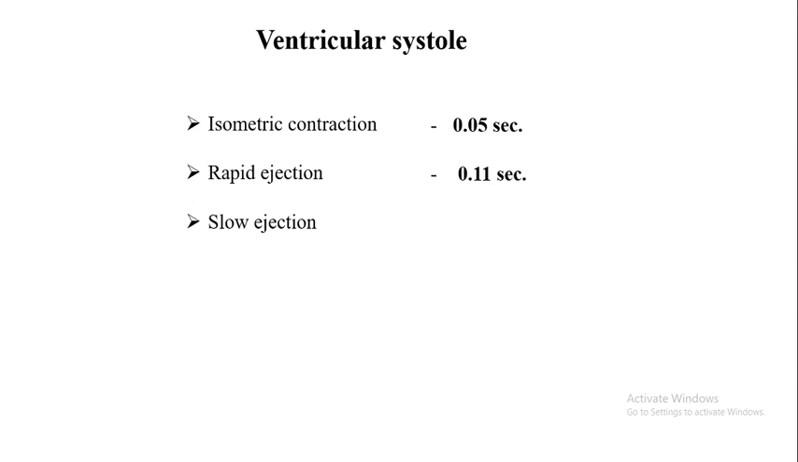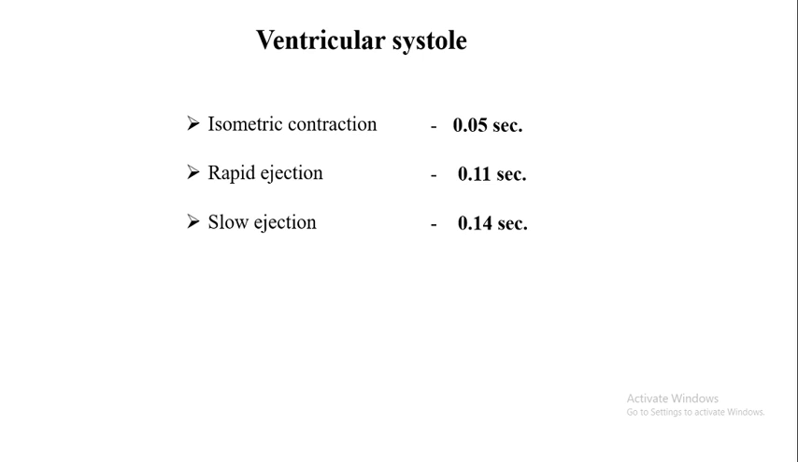0.11 second. So up to 0.11 second, blood is rapidly ejected from the ventricle. Then the ejection slows down, and the slow ejection period is 0.14 second. So during ventricular systole, the blood is pumped out of the ventricle, and this is completed in 0.3 second, because ventricular systole occurs in 0.3 second.